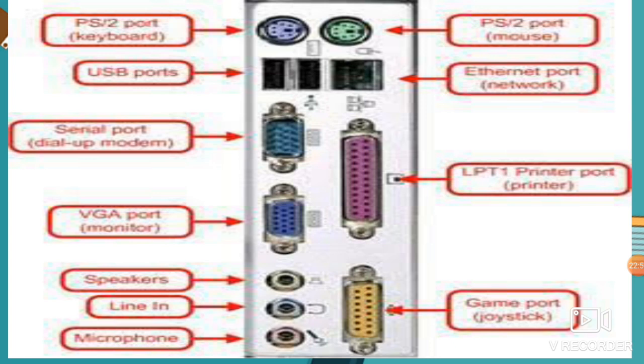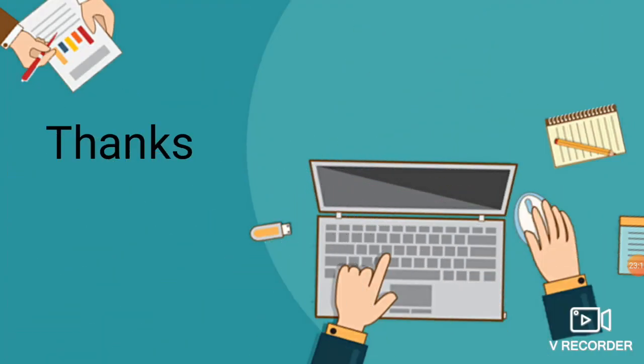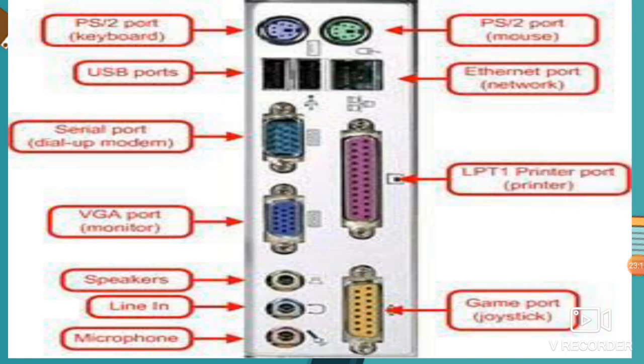Next is the Ethernet port. Ethernet port is for the networking purpose. We can connect the network wires with this. Now the serial port, that is for the dial-up modem. Next is the VGA port, that is for the monitor. In this port we connect our monitor. Next is the LPT one, that is the printer port. Here we connect our printers.